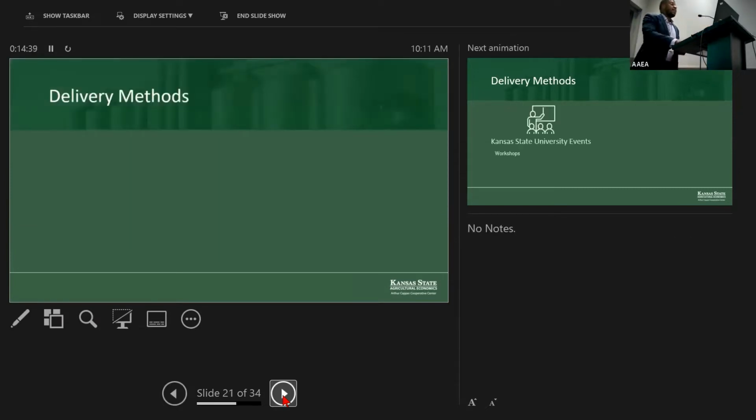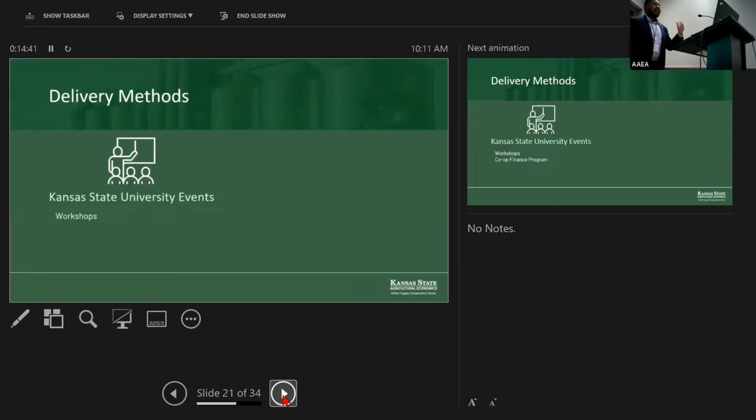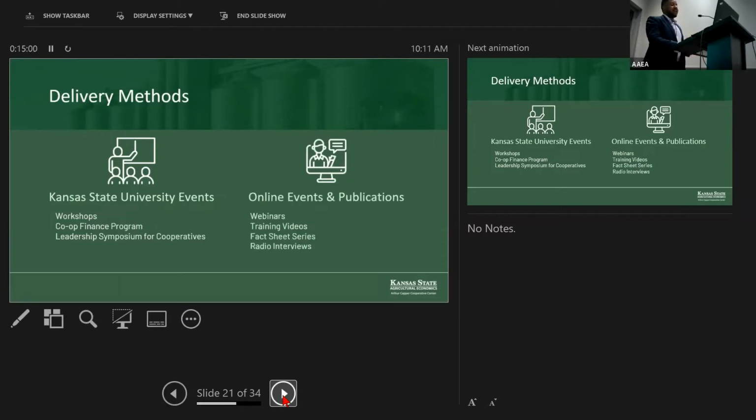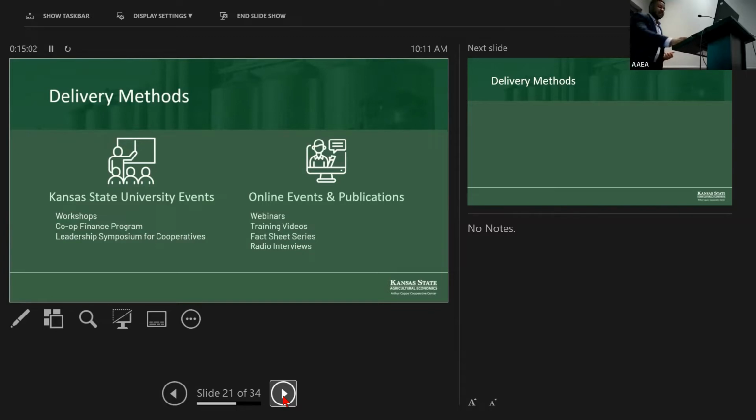Now, in terms of how we plan on delivering this program, we're going to have in-person and online education. In-person will be at Kansas State University, and we're going to be holding workshops. I'm going to integrate new sessions into our existing extension programs. So these include the co-op finance program and our leadership symposium. Online, we're going to have webinars, training videos, fact sheets, and conduct radio interviews as well.